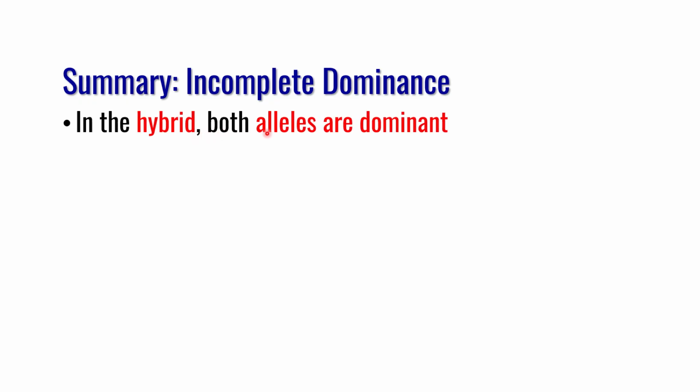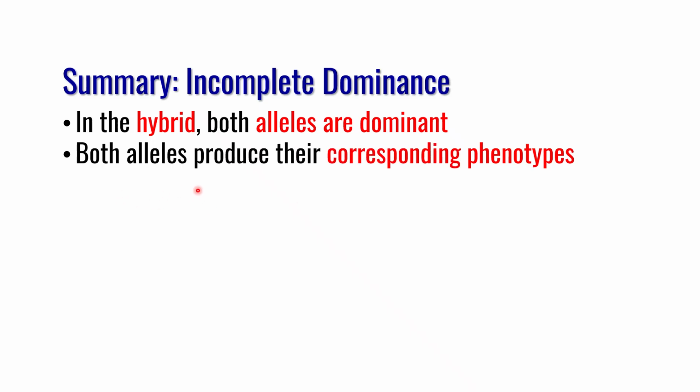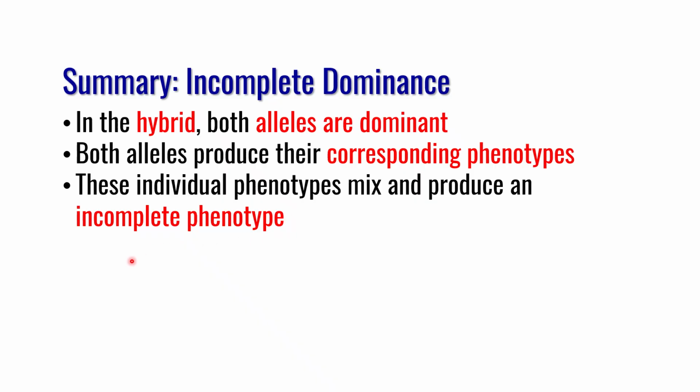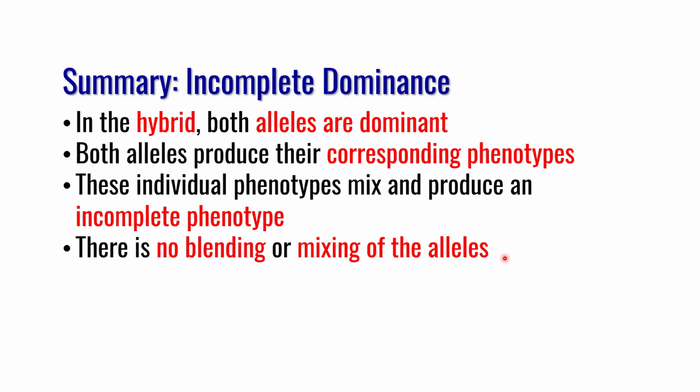So in summary, incomplete dominance refers to the hybrid condition. In hybrid, both alleles are dominant. Both alleles produce their corresponding phenotypes. These individual phenotypes mix and produce an incomplete phenotype or intermediate phenotype. However, there is no blending or mixing of the alleles. These alleles separate, they retain their identity on transmission.